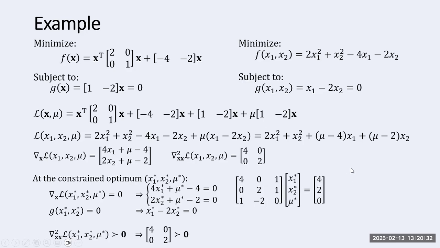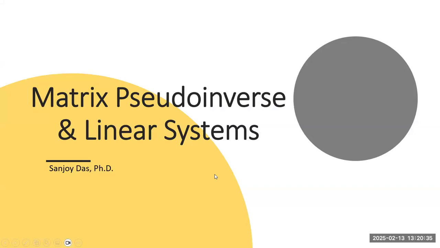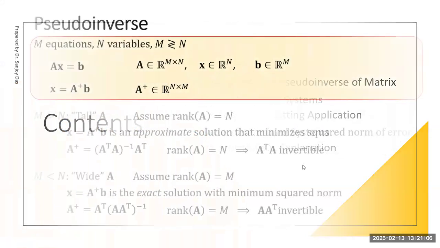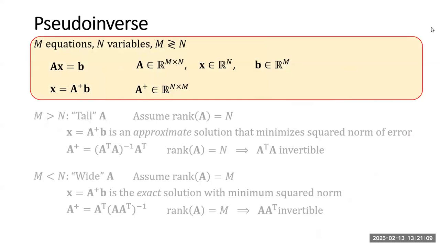Believe so. So now let's begin with the topic of today's lecture, and this you will find in the slides. So, matrix pseudo-inverse and linear systems. These are the topics, and what those of you who've done 540 would find novel is, well, may or may not be the polynomial fitting application, but certainly the probabilistic explanation would be something that's new to you.